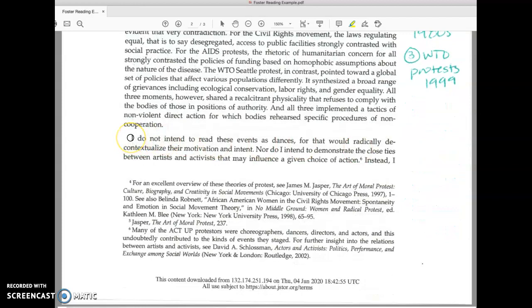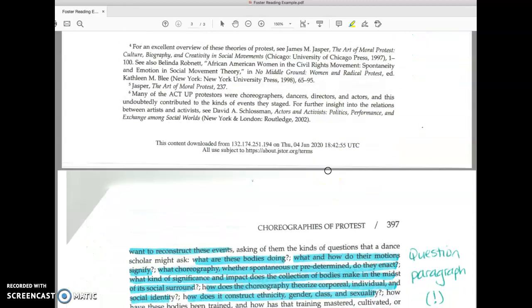Here, you'll notice that her first sentence, "I do not intend to read these events as dances, for they would radically decontextualize their motivation and intent, nor do I intend," blah, blah, blah. This is her naysayer paragraph. We'll come back to naysayer paragraphs later in this inquiry, but I just want to make the note here.